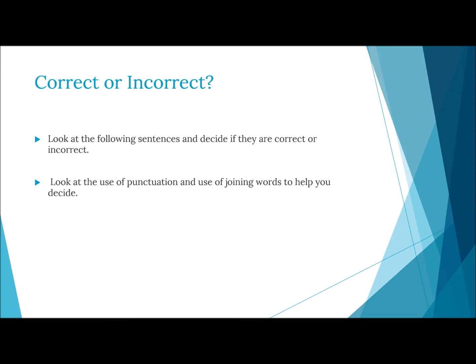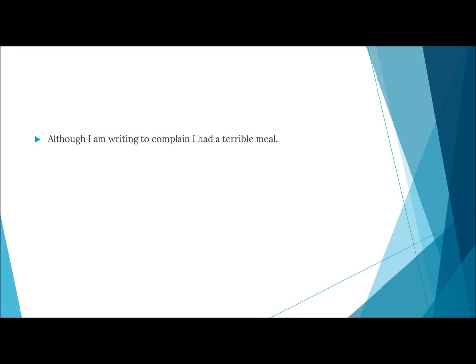So it's your turn now. I'm going to ask you to look at the following sentences and decide whether they are correctly or incorrectly written. So this could be the use of punctuation, the way they're structured, or the use of conjunctions. So for each sentence, you decide if it's correct or incorrect, and then I'll give you a little bit more information. I'll read each sentence out, and then if you want to pause and think about it a little bit longer, then please do. Or if you want to think about how you might correct it if you think it's wrong, then you will need time to pause. So the first sentence is: although I'm writing to complain, I had a terrible meal.